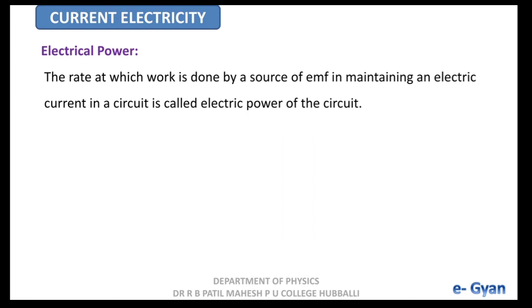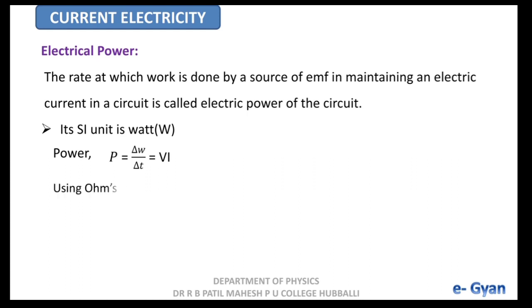To maintain the current in an electric circuit, work has to be done. That work done per unit time is called electric power. Its SI unit is watt and symbolically represented by W. Power is given by delta W divided by delta T, that is equal to V into I. The expression for power is the product of voltage and current.